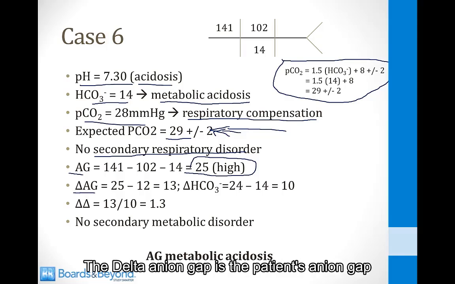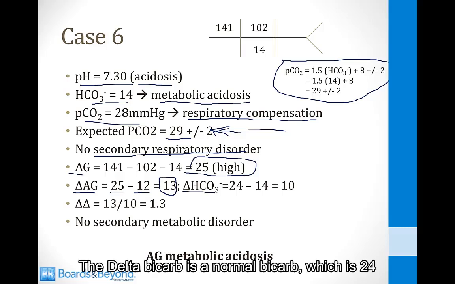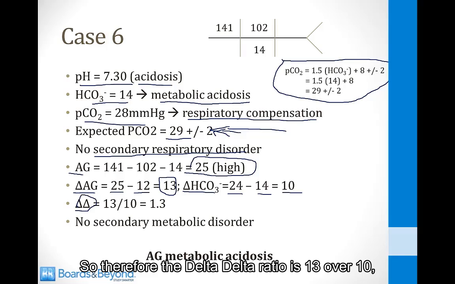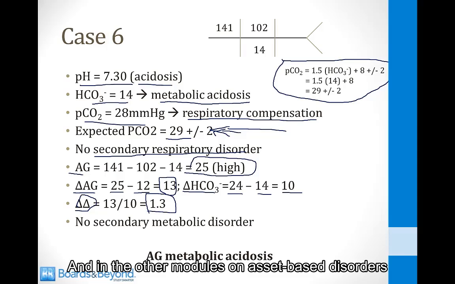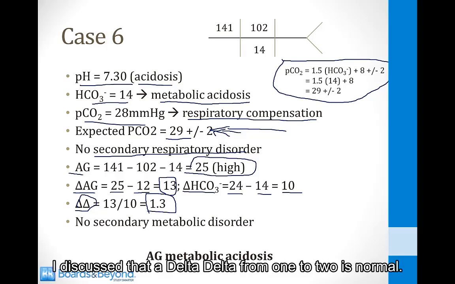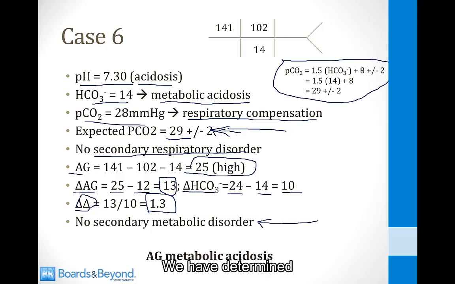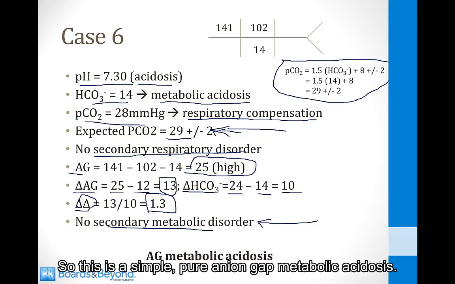The delta anion gap is the patient's anion gap minus a normal gap, which is 12, so that's 13. The delta bicarb is a normal bicarb, which is 24, minus the patient's bicarb of 14, which is 10. So therefore, the delta-delta ratio is 13 over 10, which is 1.3. And in the other modules on acid-base disorders, I discussed that a delta-delta from 1 to 2 is normal, and this rules out that there is a second disorder. We have determined that there is no secondary metabolic disorder using the delta-delta ratio. So this is a simple, pure anion gap metabolic acidosis.